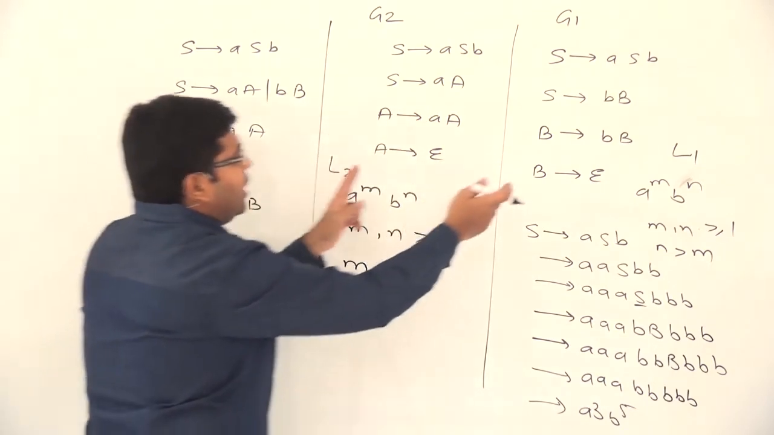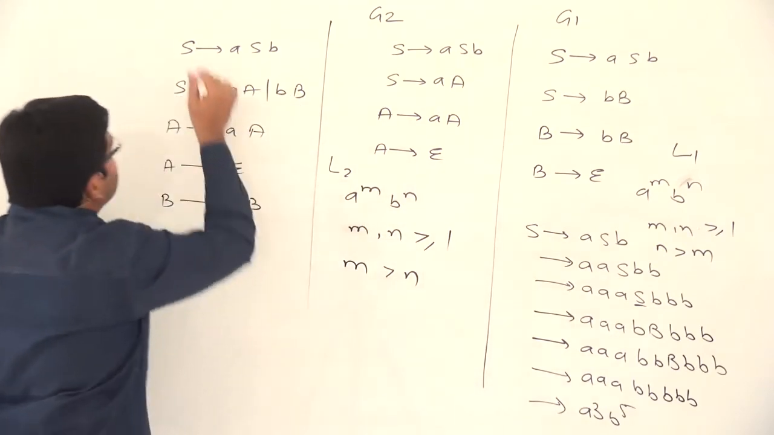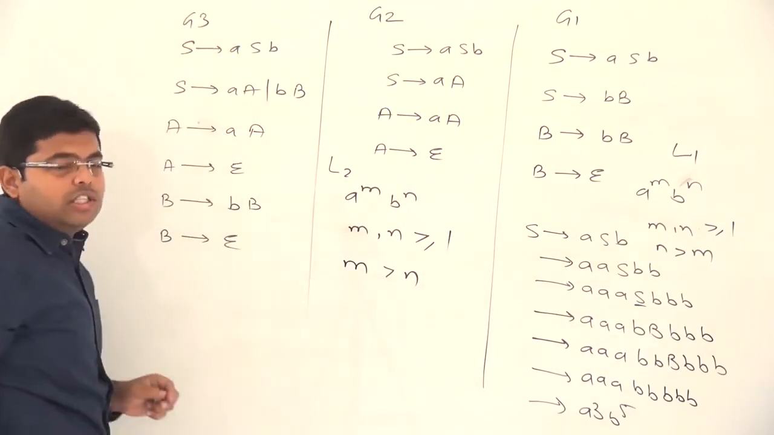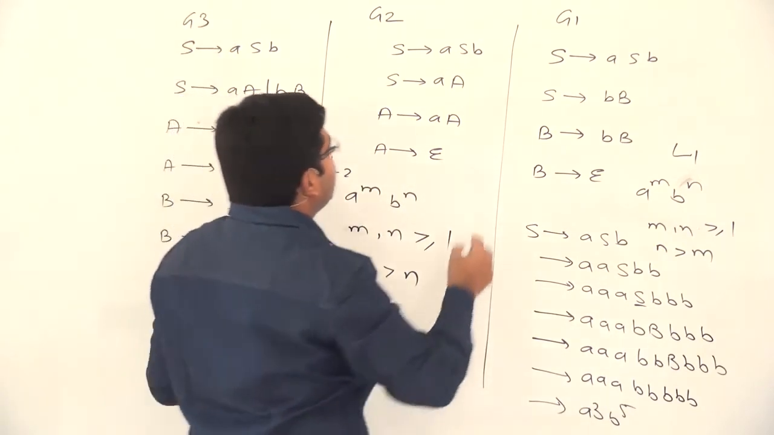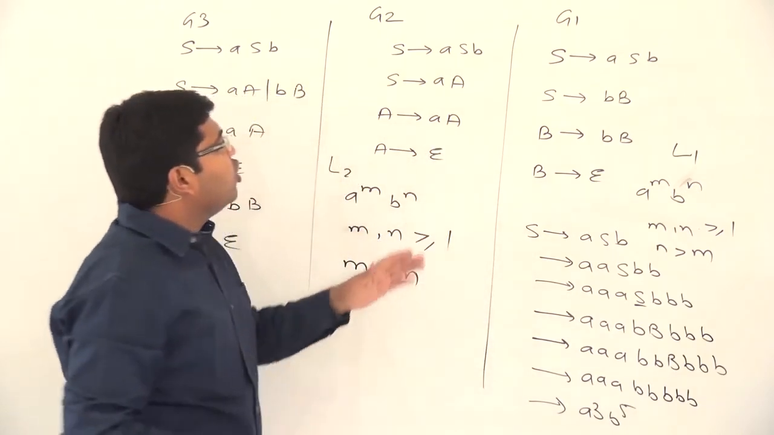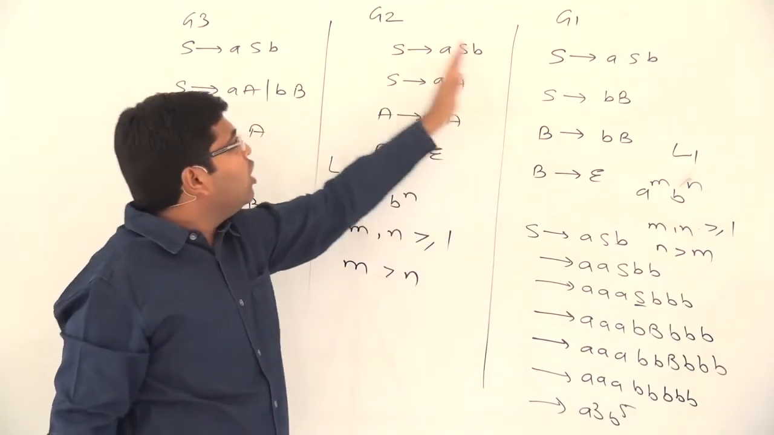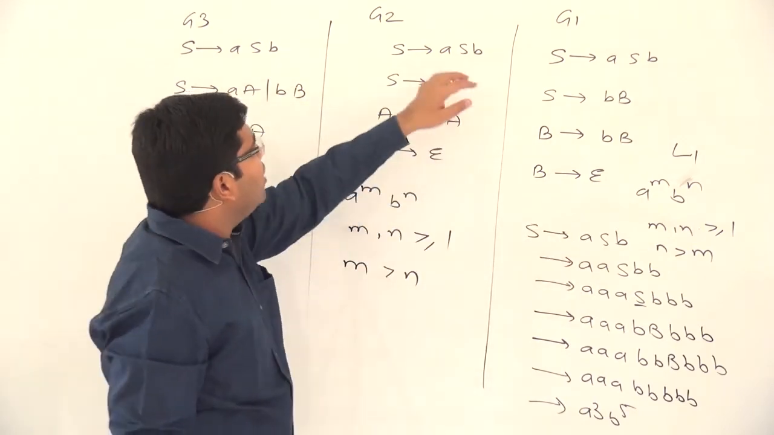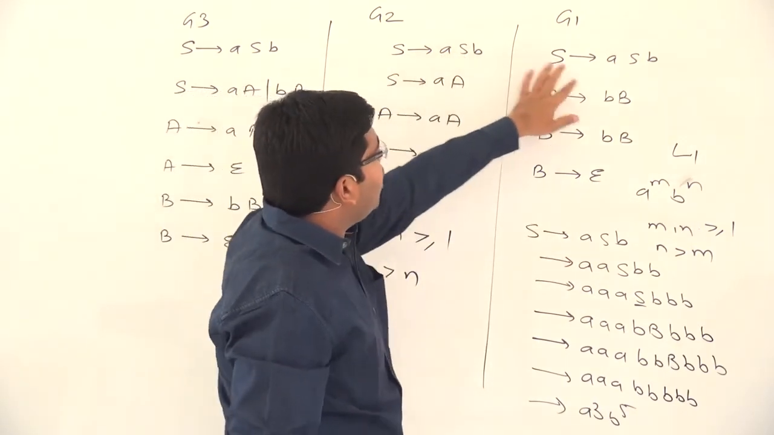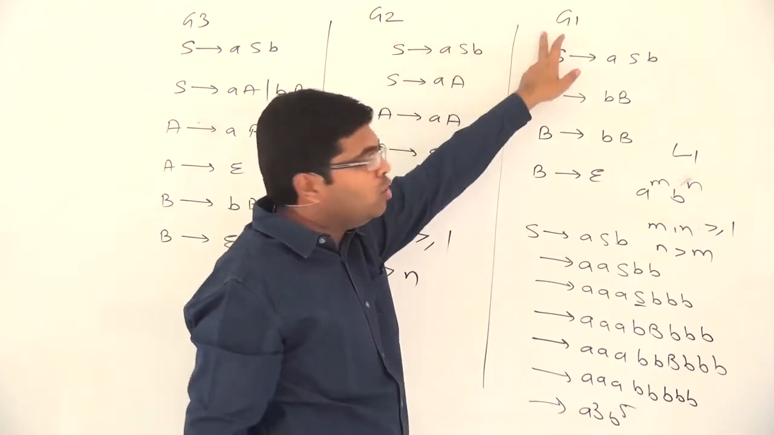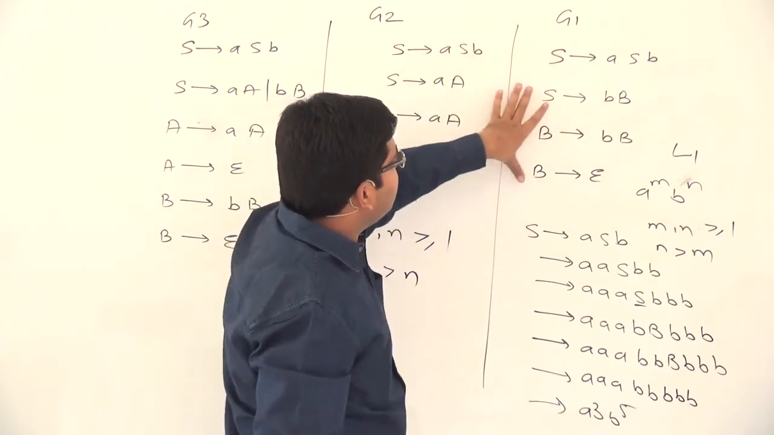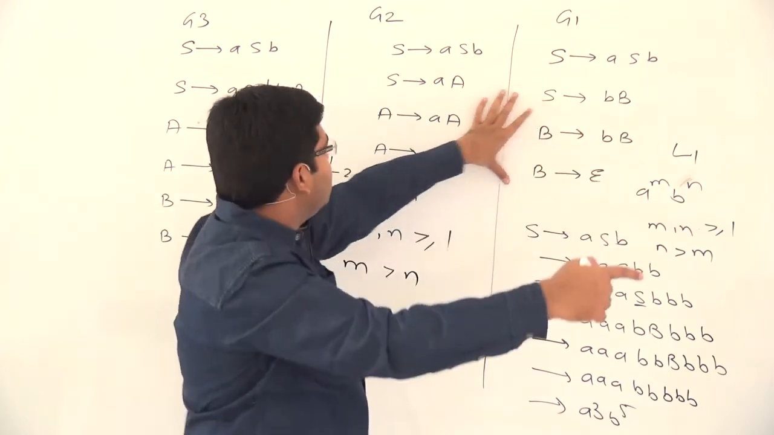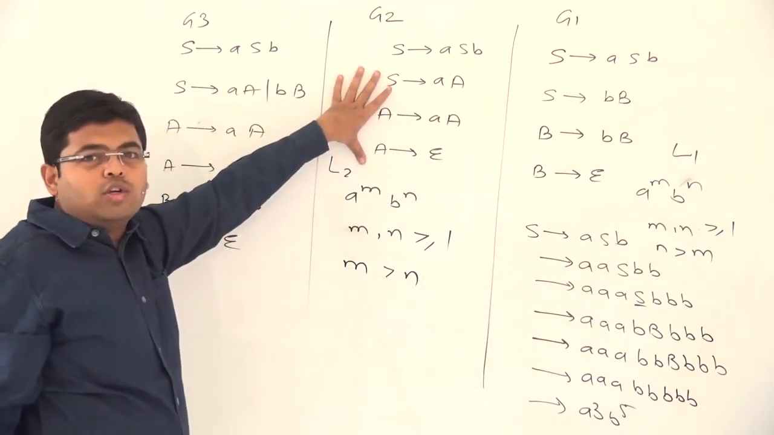We are combining the productions of G1 and G2 into this third grammar, call it G3. Or what we can say, I am taking the productions which belong to either G1 or G2, or to both grammars. For example, S produces ASB is a production which belongs to G1 as well as G2. Then S produces BB, these three productions belong only to G1 and these three productions belong only to G2.